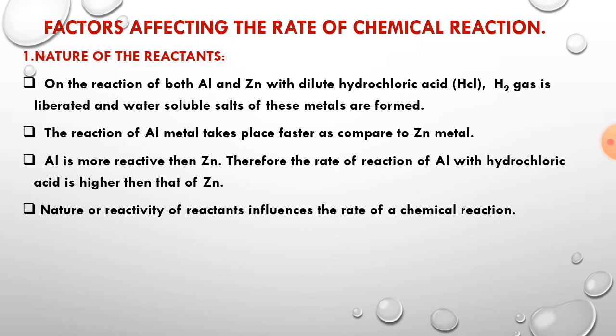So why does this happen? Because aluminium is more reactive than zinc. Therefore, the rate of reaction of aluminium with hydrochloric acid is higher than that of zinc. Here aluminium is more reactive, so the rate of its reaction with HCl is higher. Zinc is less reactive and therefore its rate of reaction is lower. So the nature or reactivity of reactants influences the rate of a chemical reaction.